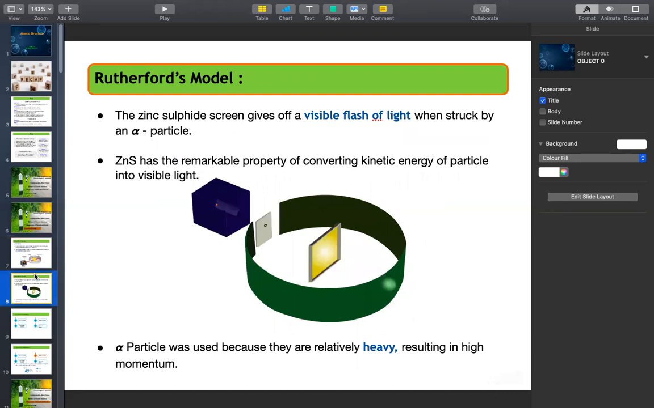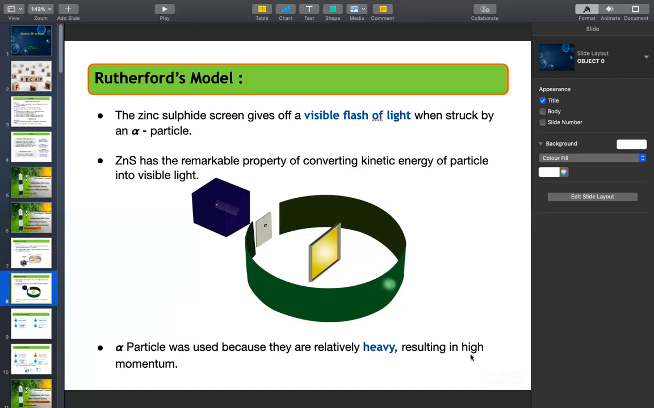Now we have seen the experiment. The zinc sulfide screen gives off a visible flash of light when struck by an alpha particle. I told you in the last class also, zinc sulfide has a property to show a glow when any particle hits that zinc sulfide screen. So ZnS has a remarkable property of converting kinetic energy of a particle into visible light. If any particle hits the zinc sulfide, it converts into visible light.